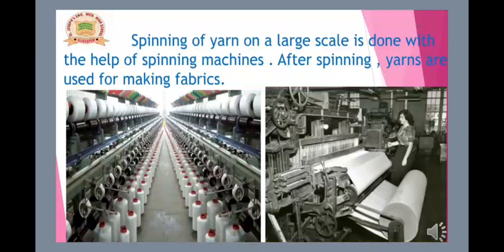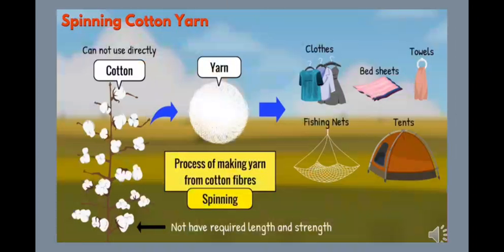Spinning of yarn is a large-scale industry in India. With the help of spinning machines it is done. After spinning, yarn is made and it is used for making fabrics. So spinning is a process done with cotton and it is made by the following steps. When cotton is fully developed, that is cotton bolls are developed on the cotton plant, it is taken and the seeds are removed.